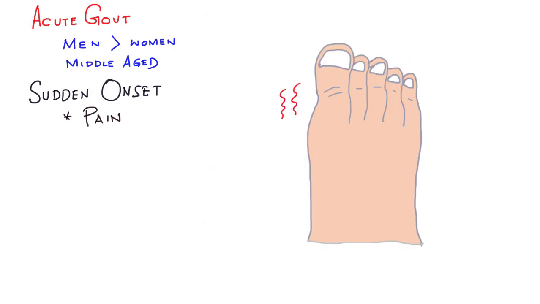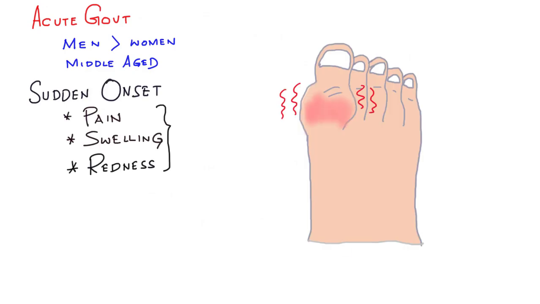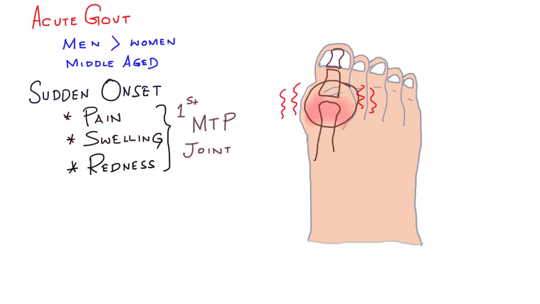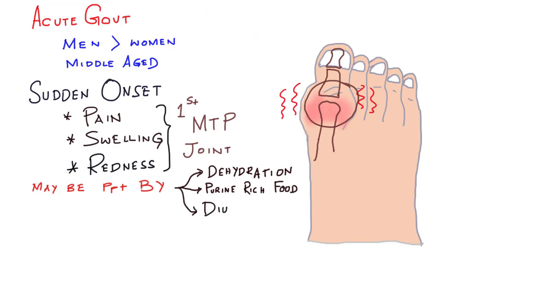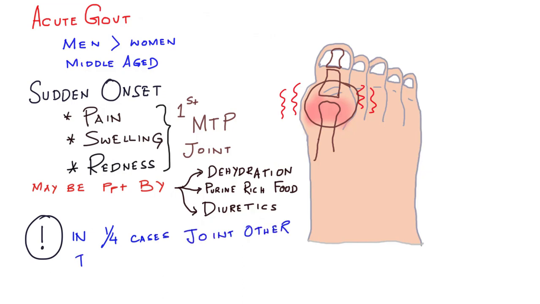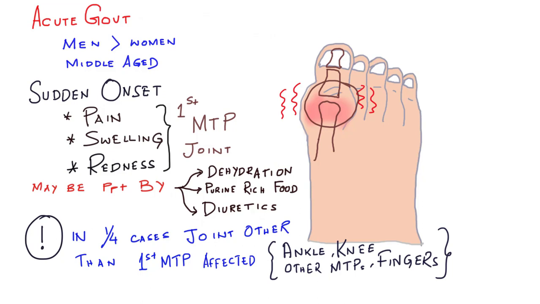Considering the clinical features of acute gout, it is more commonly seen in men compared to women, and it generally starts appearing in middle-aged persons. Onset is sudden, with pain, swelling, and redness of the metatarsophalangeal joint of the great toe. It can be precipitated by dehydration or intake of high amounts of purine-rich foods, or by use of diuretics like thiazides. In around 25% of cases, joints other than the first metatarsophalangeal joint are affected, like the ankle, knee, other metatarsophalangeal joints, and even fingers, particularly in the elderly.